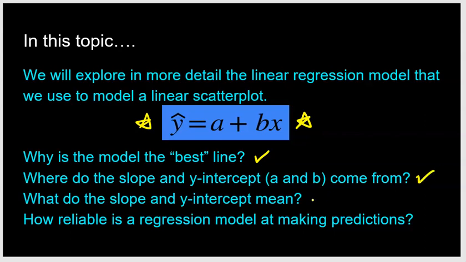And what do the slope and y-intercept mean? They're not just numbers. They actually have meaning in a real-world applicable problem. So we want to make sure we understand that. And then finally, we want to explore how reliable a regression model is at making predictions. If we're going to use a model to make predictions, we want to at least make sure we're using a reliable model that we can trust. All right, so let's dive into the first question. Why is the model the best line?